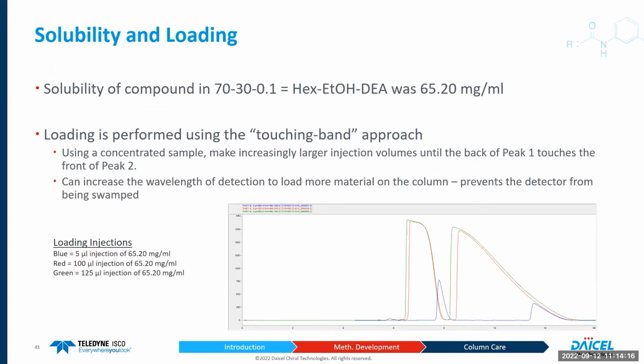Now, one of the important things to take into consideration when doing prep is the wavelength of detection. What is often a good analytical wavelength for detection is not usually a good wavelength for prep. And that is because the detector can become very quickly swamped by increasing the injection volume. And so you might accidentally think that you're overloading the column far before you're actually doing so.